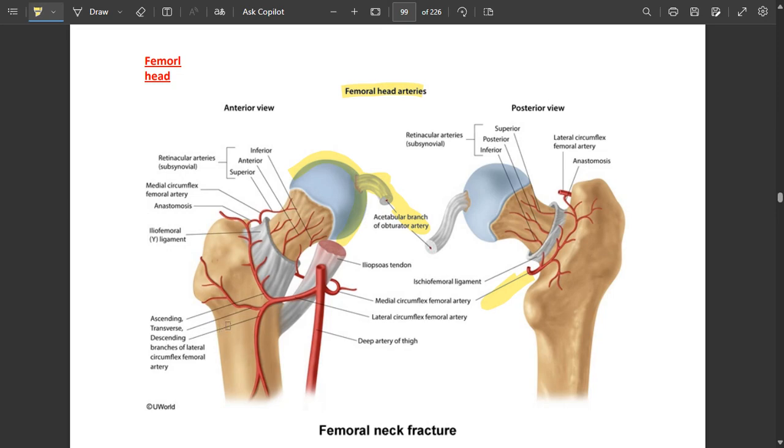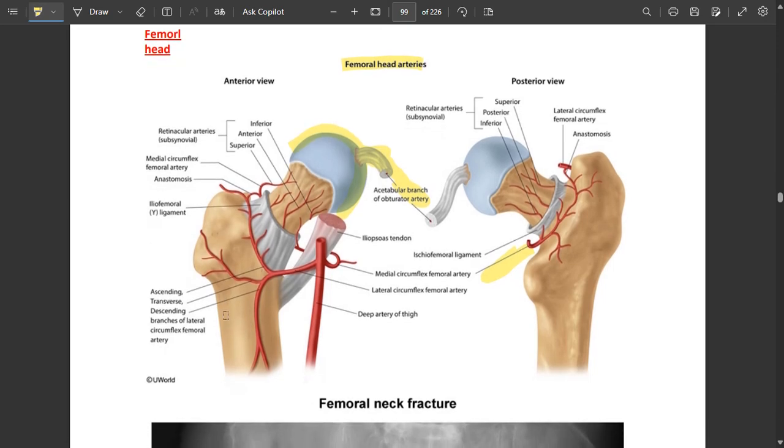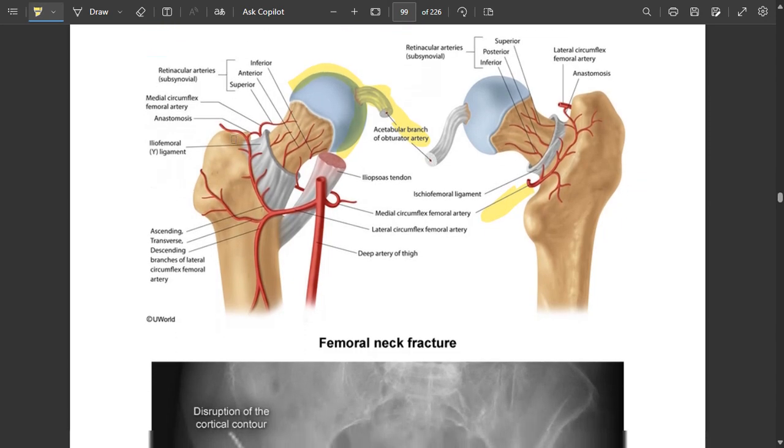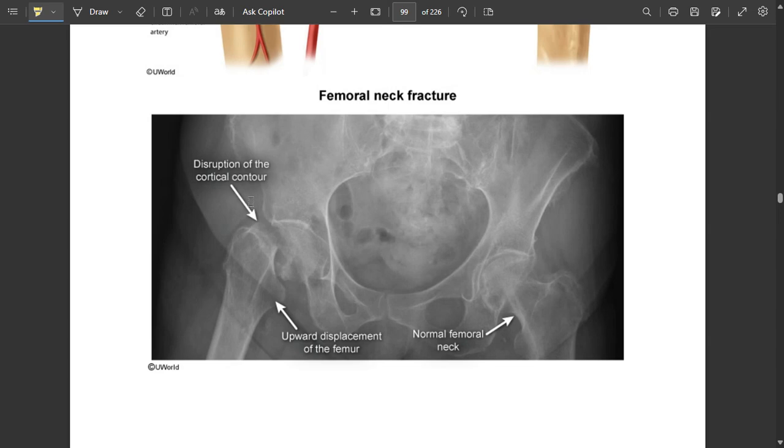The ascending, descending, and transverse branches of the lateral circumflex femoral artery, and the medial circumflex femoral artery surrounds and goes inside the femoral head in the basal region. And there are retinacular arteries as well. And yeah, I think that is what we have discussed before.